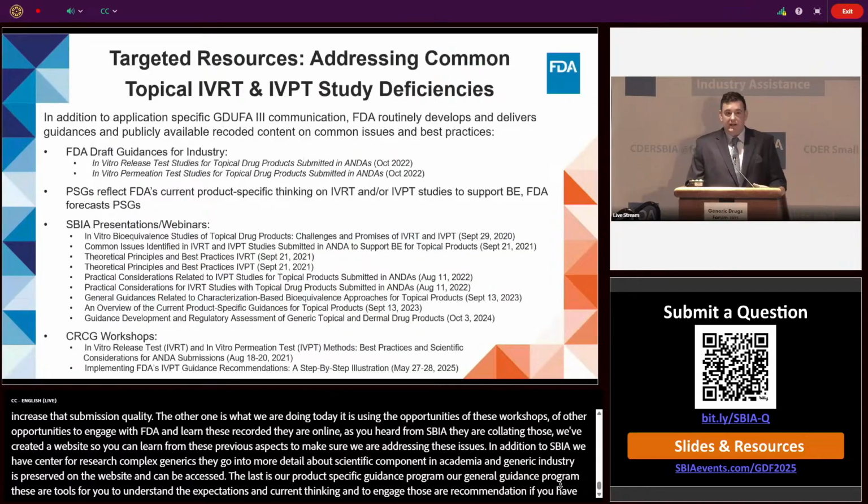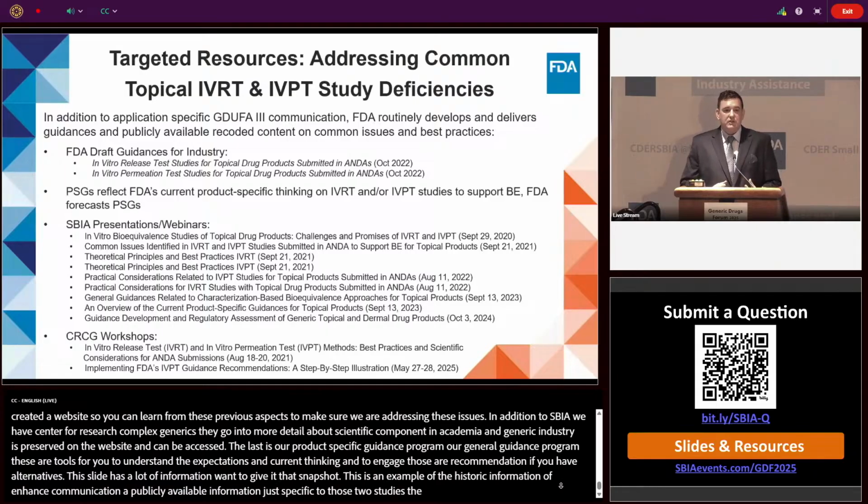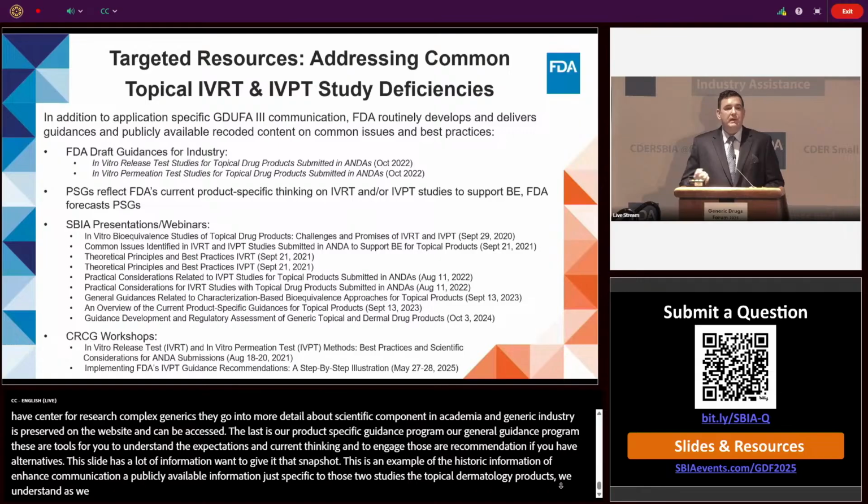So this slide, again, has a lot of information, but what I want to do is give it that sort of snapshot. This snapshot is an example of the historic information of enhanced communication and publicly available information just specific to those two studies that we mentioned for the topical dermatological products, the in vitro release testing and the IVPT studies. We understand that as we started to recommend these characterization studies, they may be new to industry, and therefore there may be an aspect where we need that enhanced communication, understanding, and working back and forth about what we need clarity for.